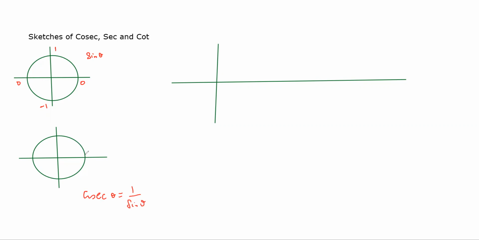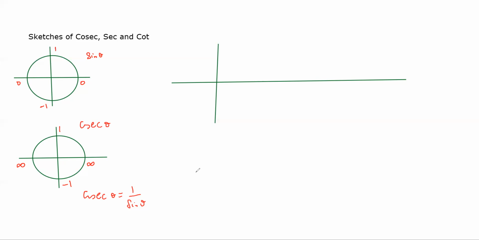Walid, what is the reciprocal of 0? The reciprocal of 0 is infinity, and the reciprocal of 1 is 1. The reciprocal of 0 is again infinity, and the reciprocal of minus 1 is minus 1. So this means that if sine 0 is 0, then cosecant 0 is going to be infinity.